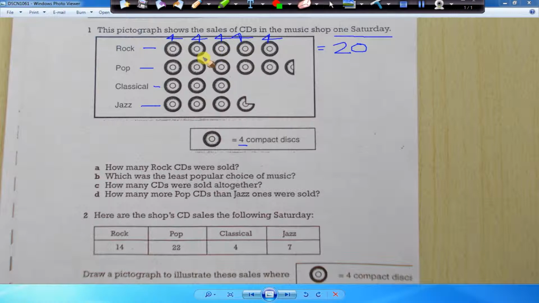Which was the least popular choice of music? If you look at the pictures, the least popular choice is classical, because it has the least amount of pictures.